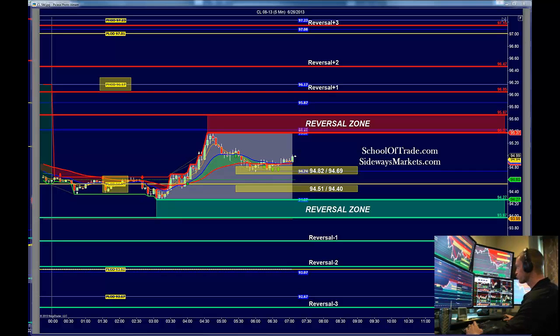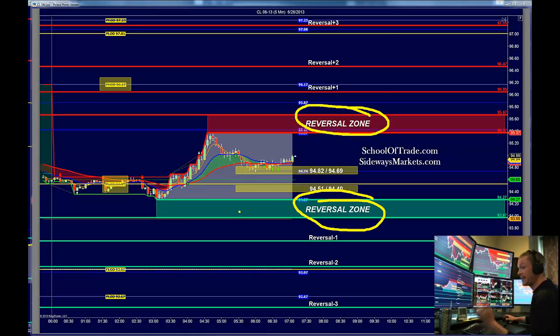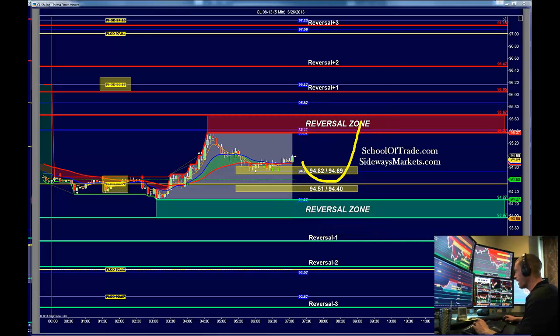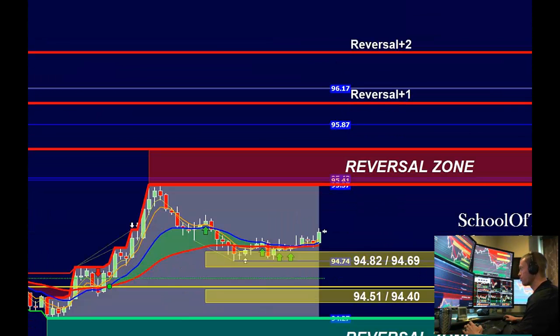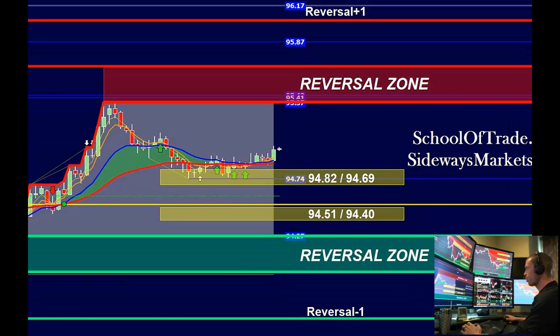Now, on the crude this morning, here's what we saw. On crude oil today, what did we get? We had a reversal zone above us and a reversal zone below us. And again, as I always tell my students in the trade room, we're going to wait for price to go up into that reversal zone and we're going to sell it. We're going to wait for price to go down into that reversal zone and we're going to buy it. So here on crude oil, again, this chart is from 8 o'clock in the morning.